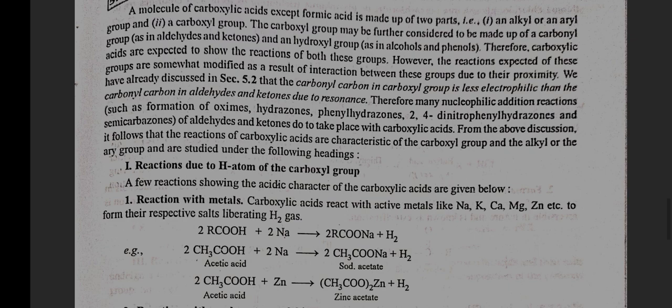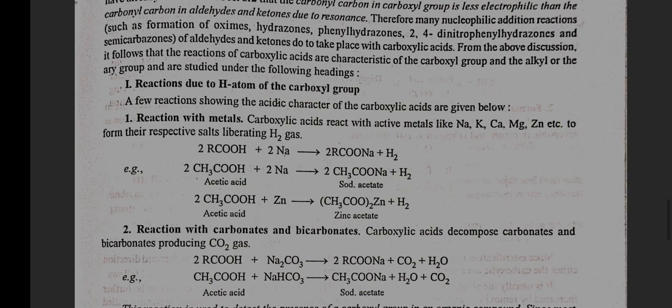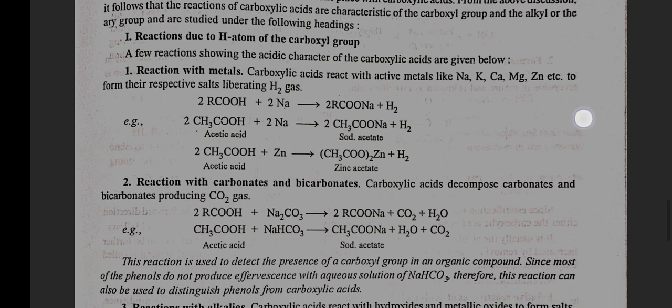From the above discussion, it follows that the reactions of carboxylic acids are characteristic of the carboxylic group and the alkyl or the aryl group and are studied under the following headings. First, reactions due to hydrogen atom of the carboxylic group. A few reactions showing the acidic character of the carboxylic acids are given below. First, reaction with metals. Carboxylic acids react with active metals like sodium, potassium, zinc, etc. to form their respective salts, liberating H2 gas.